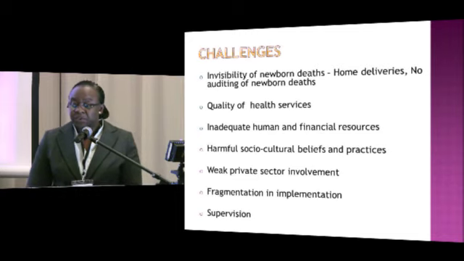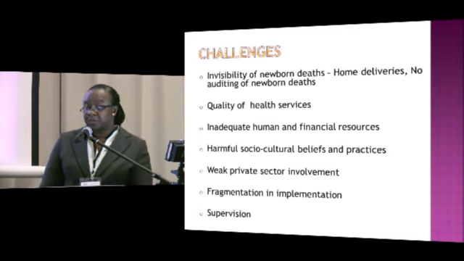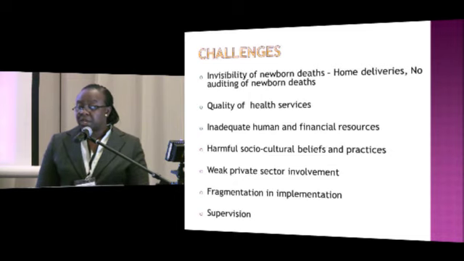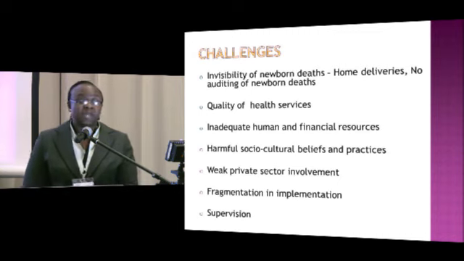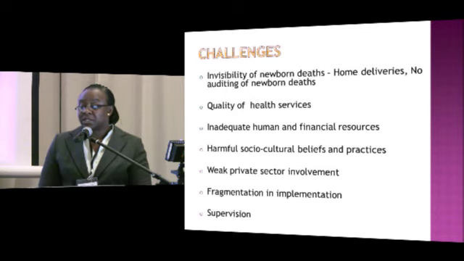The private sector, we've tried to involve them, but I must say that that linkage is weak, and is something that we also are working at. Sometimes there's fragmentation of implementation, in that there are several partners out there, and coordinating them all is one challenge that we are grappling with, but we are gradually making headway. Supervision, particularly for the community activities, is also another one of our challenges. And so as we look forward, these are the areas that we will be focusing on.